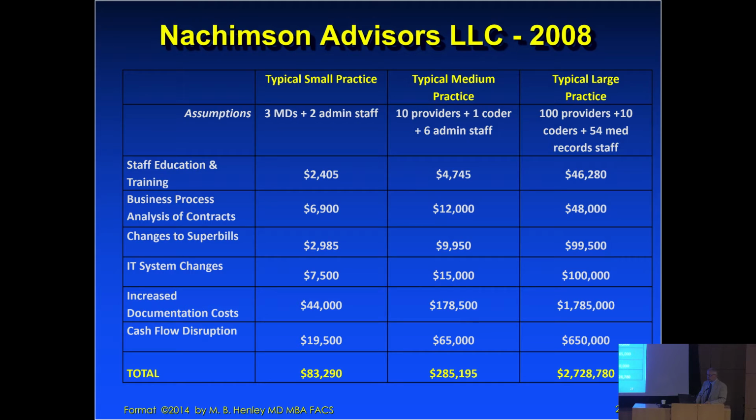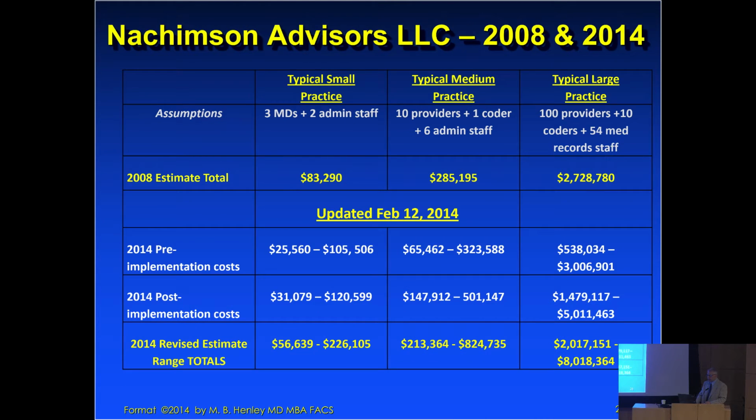Nachimson Advisors in 2008 came out with estimates of practice costs. Depending on the size of the practices, you can see 3 columns. A small practice was 3 docs, a typical medium practice with 10 providers, and a large practice with 100 providers, with estimates anywhere between 83,000 and nearly 7 million. This was revised in February of this year, and you can see the old data there and the new data here, which increases those estimates by 2 to 3, or almost fourfold.